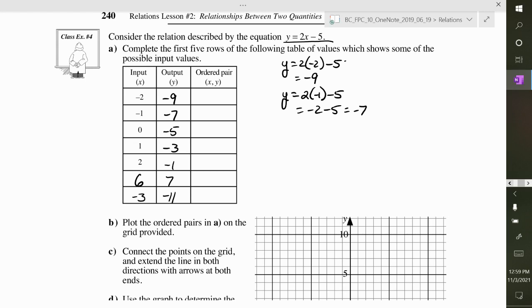You ready? Are those the numbers you got? Okay. We can write these as ordered pairs now, because ordered pairs are just putting them in brackets with the x first and the y second. So across the top here, the ordered pair is negative 2, negative 9.